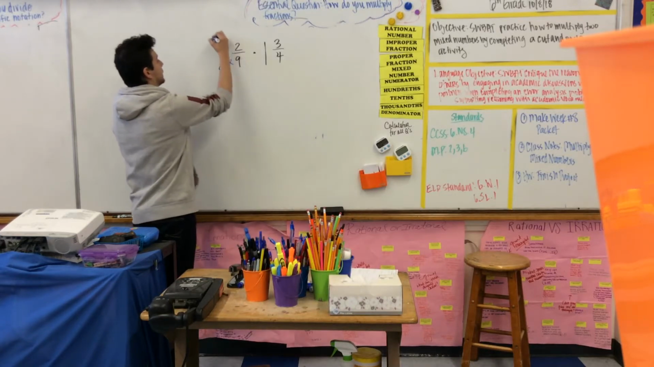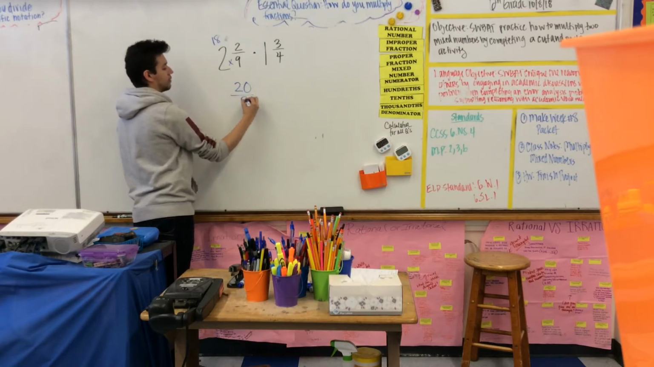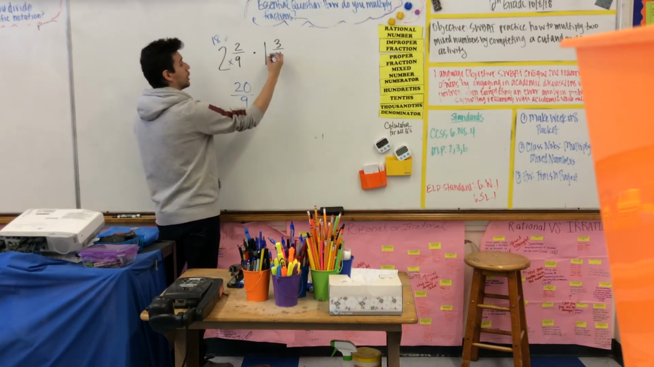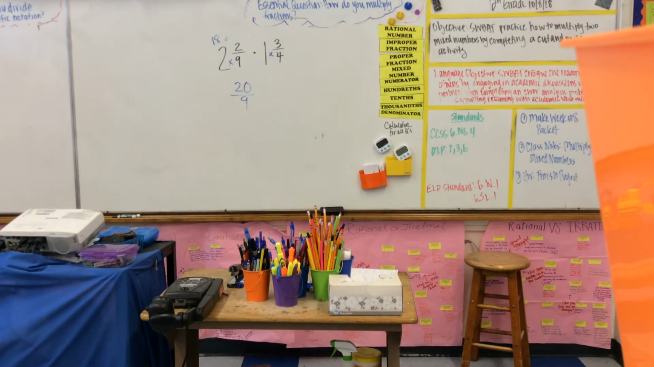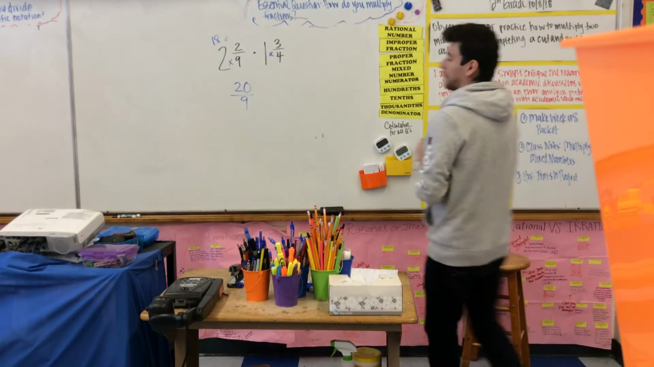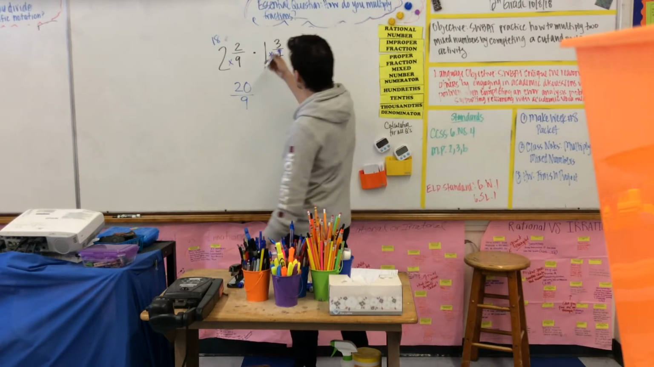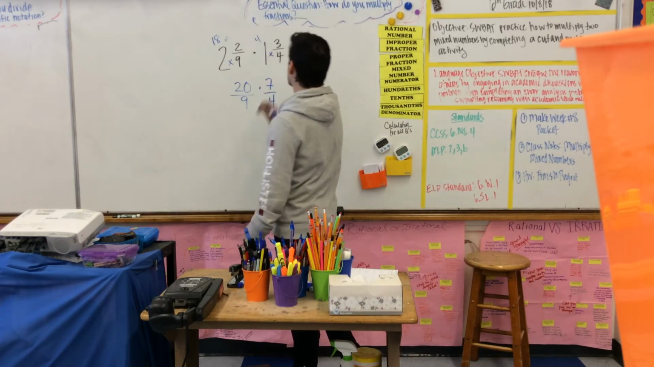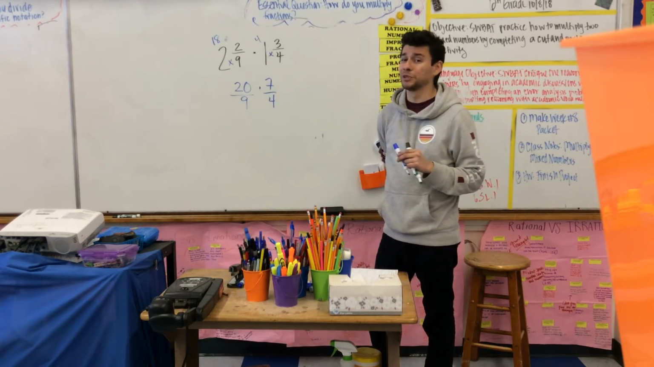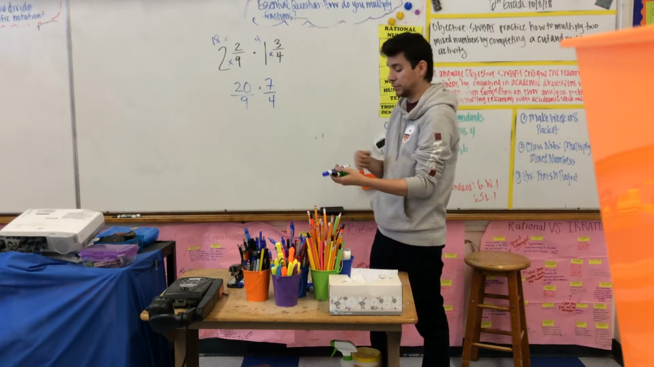2 times 9 is 18, plus 2 is 20 over 9. Dang, big number. 4 times 1 is 4, and then added by 3. Sorry, I heard it's still recording. See? That's what scares me. I teach all of this and all of a sudden, click, it deletes. 4 times 1 is 4. 4 plus 3 is 7. 7/4. Okay? You can do, well, this is going to be 140 over 36. Good luck reducing, but I don't want to do that.